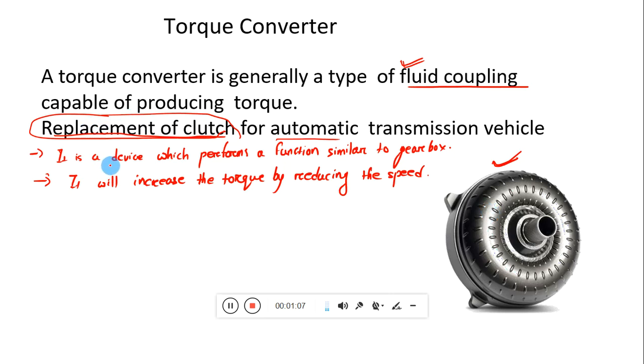It is a device which performs a function similar to a gearbox, but why are we using this and not a gearbox? It is used to increase the torque while reducing the speed, whereas a gearbox provides only a small number of fixed ratios. The torque converter provides a continuous variation of ratio from the lowest to the highest. That is why it is the best option between the torque converter and the gearbox. We'll also list that point.